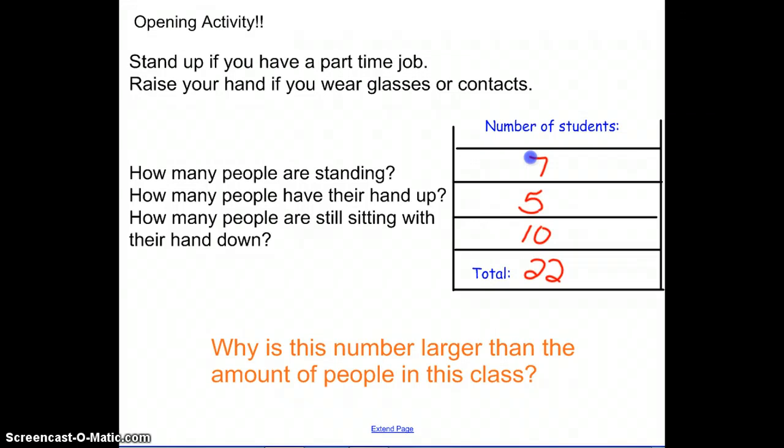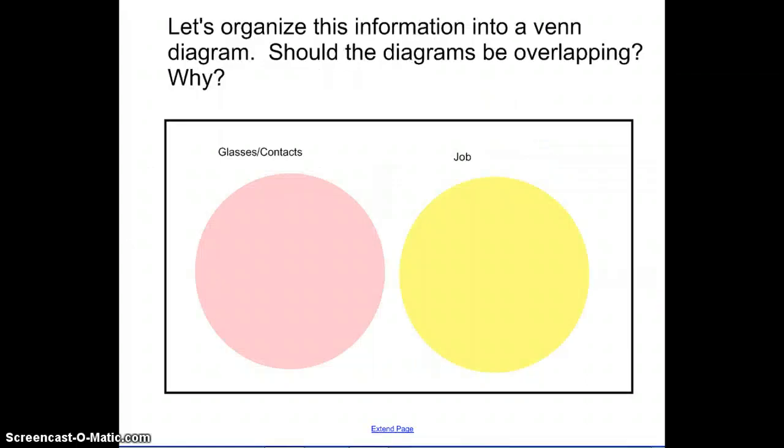Now are there 22 of you in this class? No? So why is this number larger than the amount of people in your class? Your answer to that should be that some of you have both a part-time job and wear glasses or contacts. Now I'd like you to organize your information into this Venn diagram.